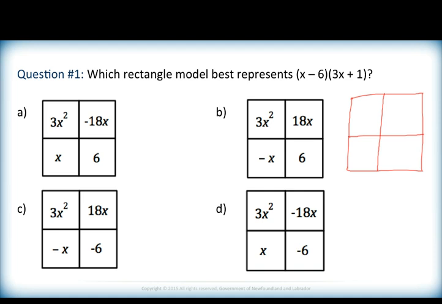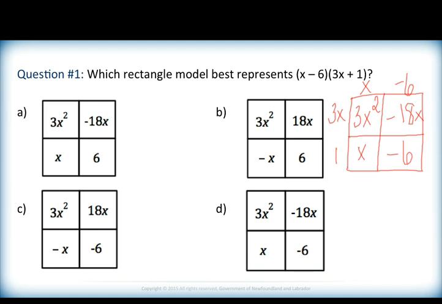So we have x subtract 6. We can put that along the top or the side, it doesn't really matter. And then we're going to put the 3x and the 1 on the side. So 3x times x gives us 3x squared. 3x times negative 6 is negative 18x. 1 times x is positive x, and 1 times negative 6 is negative 6.